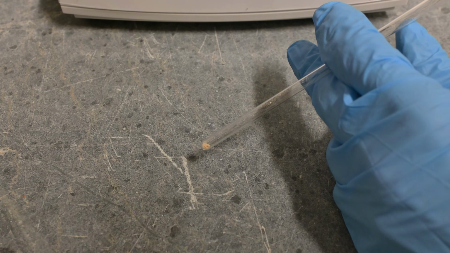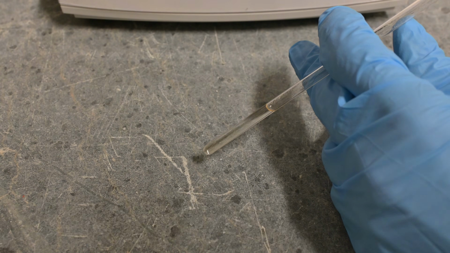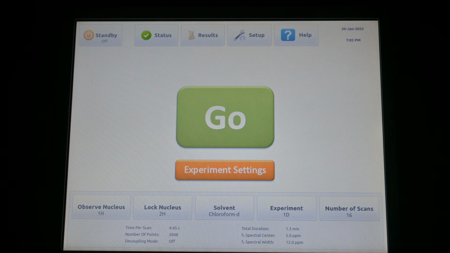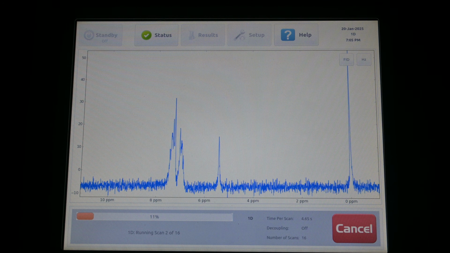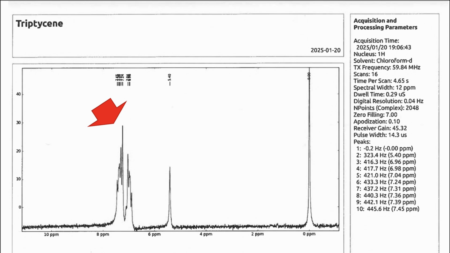I took a bit of our sample and loaded it into an NMR tube and dissolved it in some deuterated chloroform. Then I inserted the tube into an NMR machine and ran it. And we got some good data. Given the list of chemical shifts provided by the instrument, here's how we assign and interpret them for our triptycene molecule. First, let's start with aromatic protons.